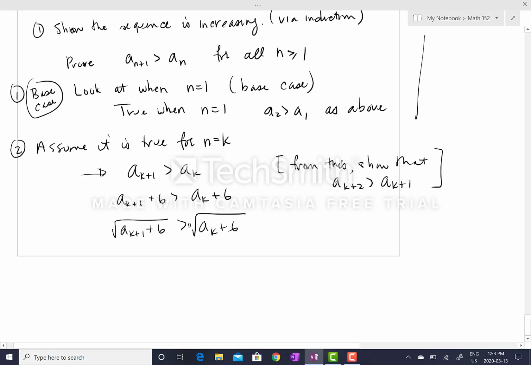There it is. And then I look at that and I'm like, hey, using the recurrence relationship, what is this thing right here? That is, in fact, precisely a_(k+2). And this one here is precisely a_(k+1). So I've shown that if this one is true, then this one is true. Therefore, it's true for all n. So I've proved via induction that the sequence is increasing. That was a big step 1, show the sequence is increasing, and there were 2 sub-steps.